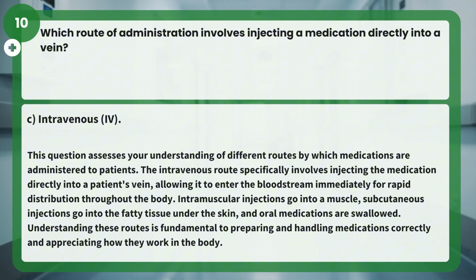Intramuscular injections go into a muscle, subcutaneous injections go into the fatty tissue under the skin, and oral medications are swallowed. Understanding these routes is fundamental to preparing and handling medications correctly and appreciating how they work in the body.